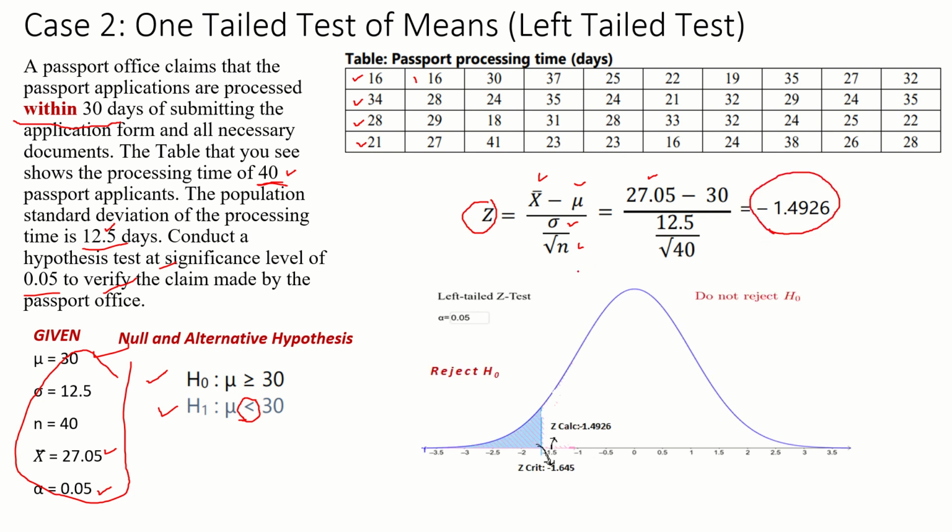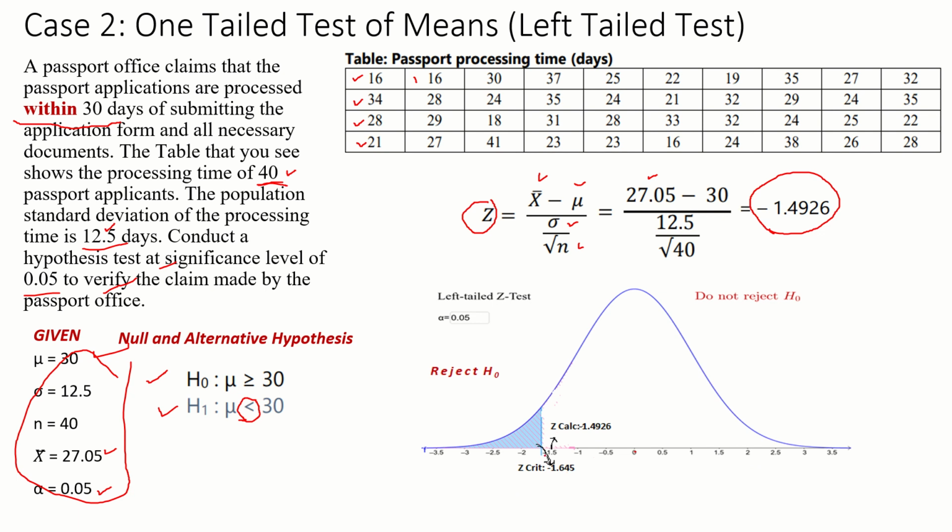Let us look into the distribution. This is the z distribution, and the middle is 0. The left side is negative, and we have got minus 1.49. Now the z critical for 5%: in the right tail test we discussed previously, the value was plus 1.645. Since it is on the left side, the value has to be minus 1.645.